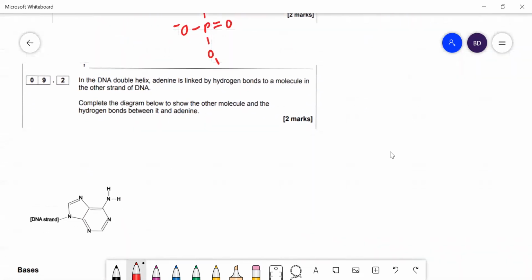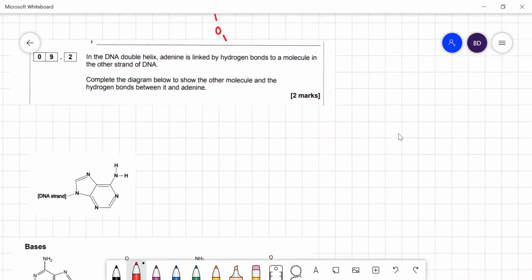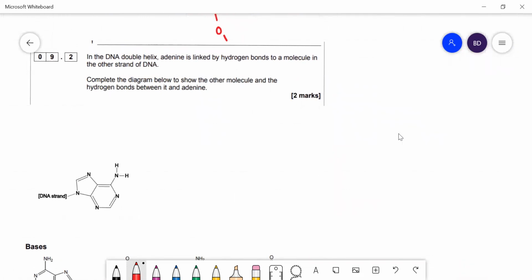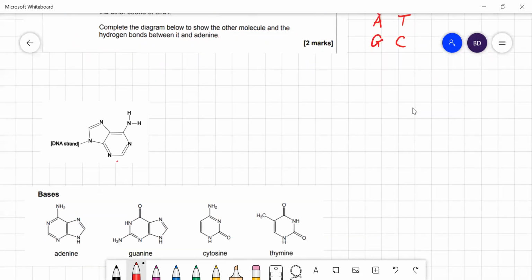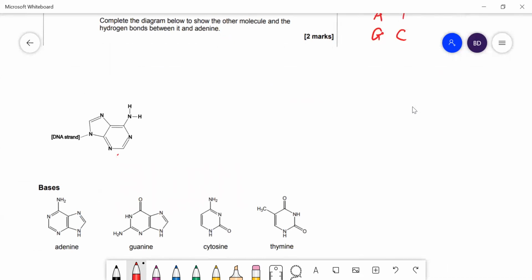Okay, right. So now in DNA, double helix, the 2 strands of the double helix are linked by hydrogen bonds, and we all know that, of course, that A will pair up with T, and G will hydrogen bond to C. Now complete the diagram below to show that the other molecule and the hydrogen bonds between it and adenine. So I've just copied the bases out here. This is adenine, you can see there, and so that is going to hydrogen bond to thymine.